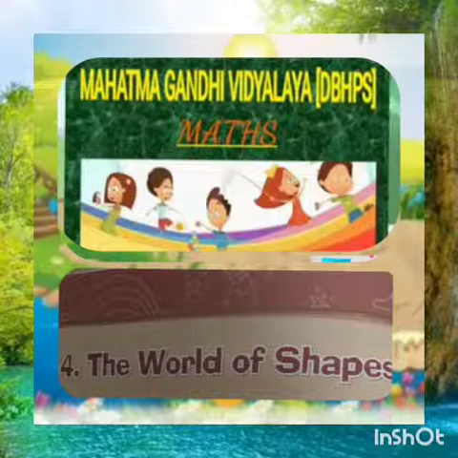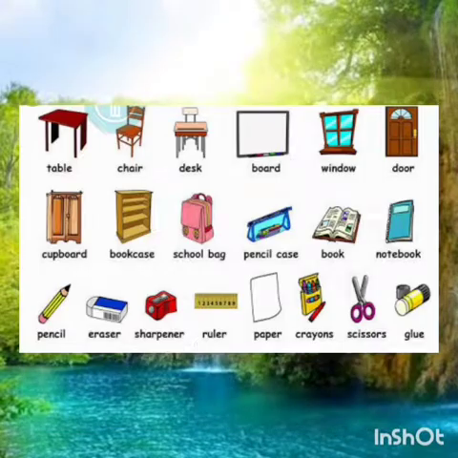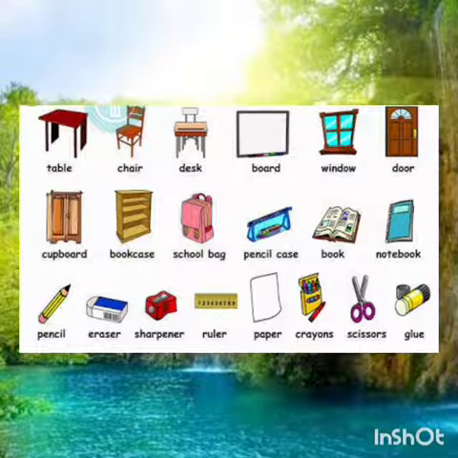Okay children, in this picture you can see different things which we use and some are around us. See that each and every thing is in different shapes. So children, it is understood that each and every object is based on some shape. In this lesson we are going to identify the shapes.